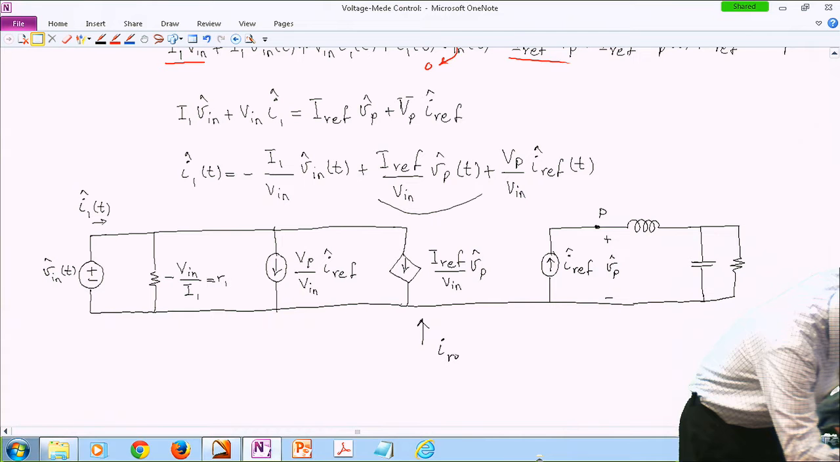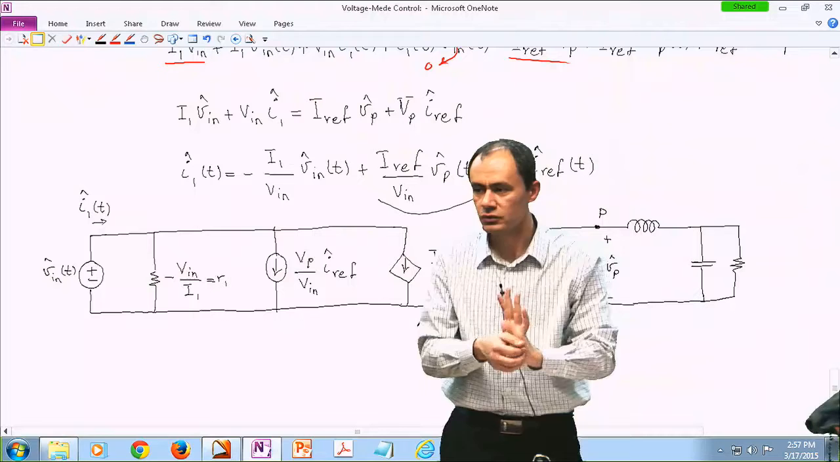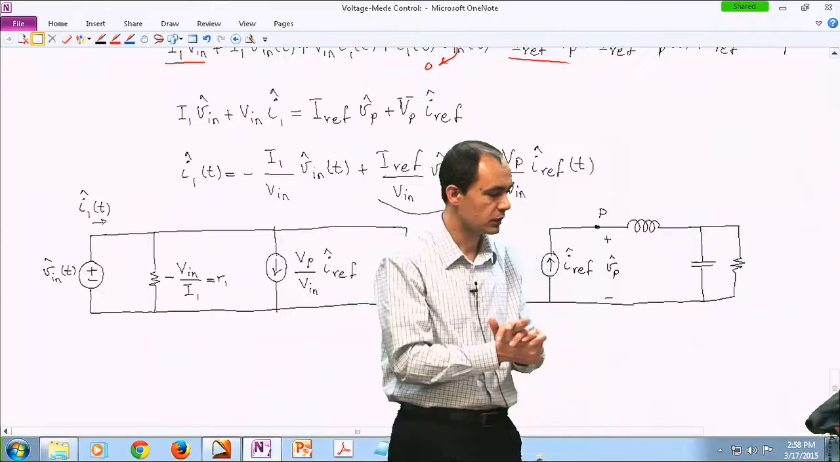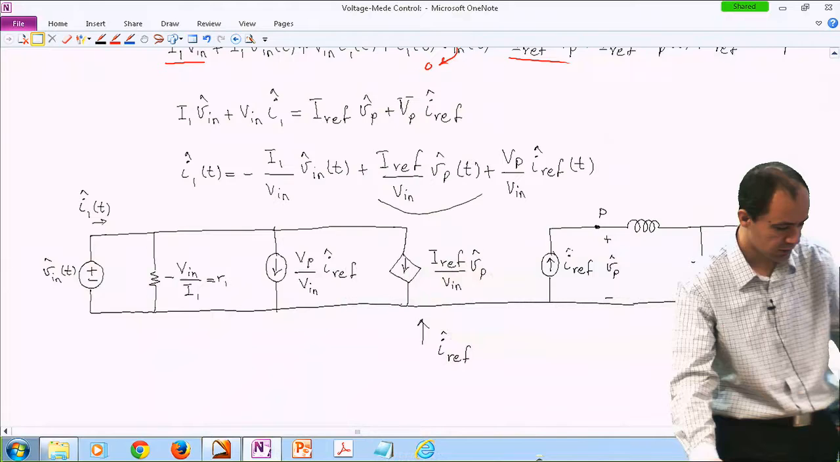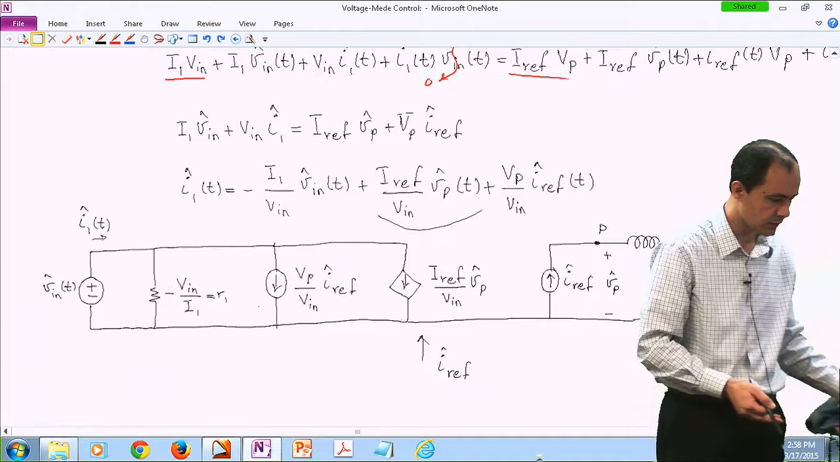Okay, so the main difference between this model and the model that we developed earlier as a voltage control model is that over there, duty cycle was the control input. Here, duty cycle exists, but it's more like an internal signal. We don't really care about the duty cycle. We care about the reference for the inductor current as an input. That's why when I was drawing this block diagram, you can see that I_REF is going in. Duty cycle is like an internal signal. It doesn't really show up in our model. And so this is how it is supposed to look.